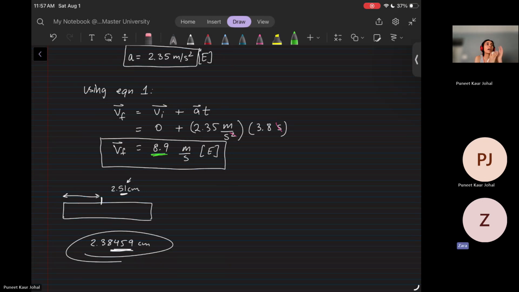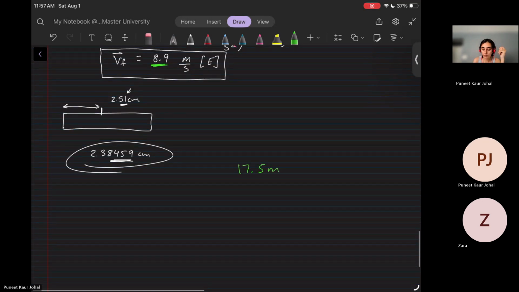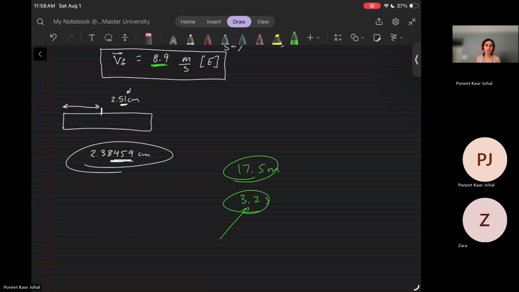Yeah, but how do you calculate significant figures? And what if distance was like 17.5 meters, but time was like 3.2 seconds? Now this is 3 and this is 2. Which one do you select? You go with the lower accuracy one, because that will limit the accuracy of your answer, right? That's the reason why we have to comply with the rules of sig figs, because your answer can only be as accurate as the measurement, right?